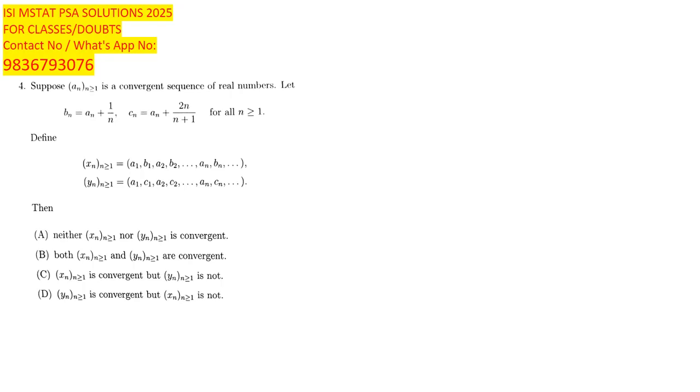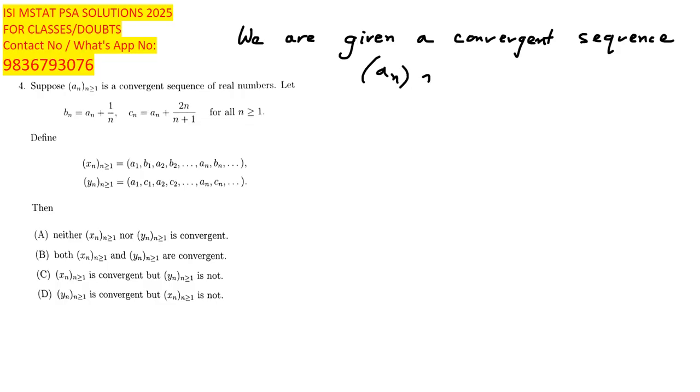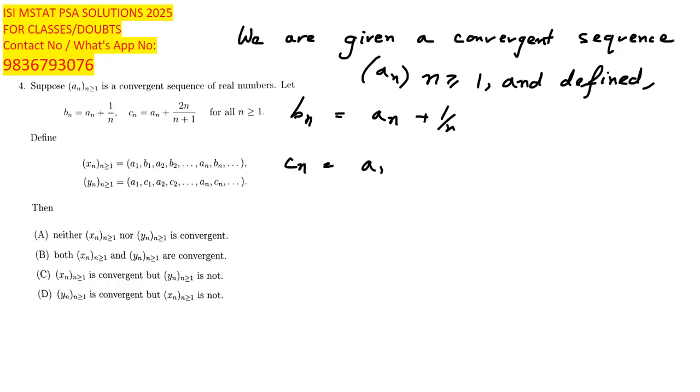So what we are being given here, let's note it down. We are being given a convergent sequence, and it's being defined: Bn as An plus 1 by n, and Cn as An 2n by n plus 1.